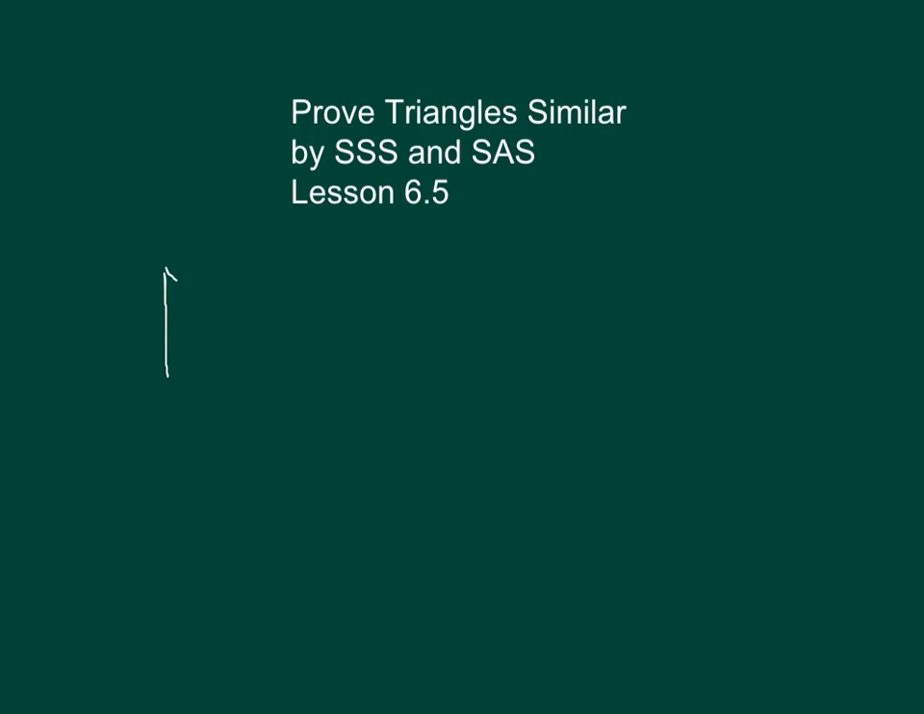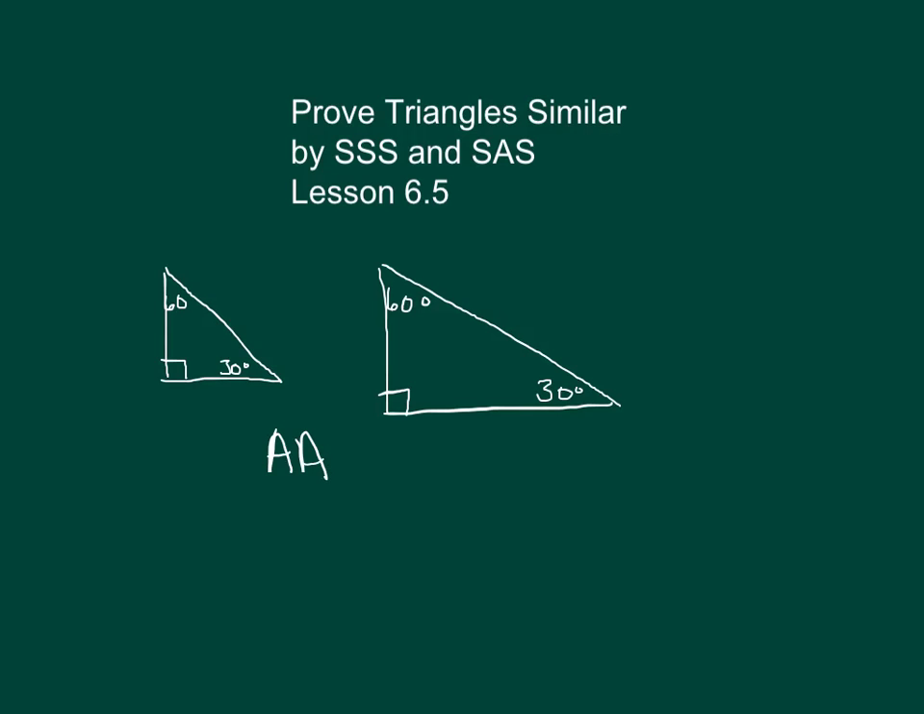Here is a right triangle, and I'm going to announce that it's right by drawing the little box in here. Here's another right triangle. And then I need to go ahead and put in an angle. So let's suppose this angle is 30. And this angle is 30. That would make this angle 60. And this angle 60. Now, because all three angles are the same, we do have AAA.